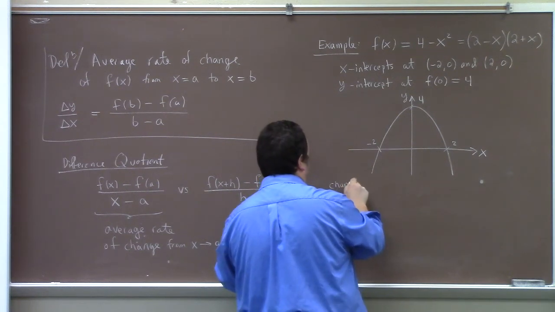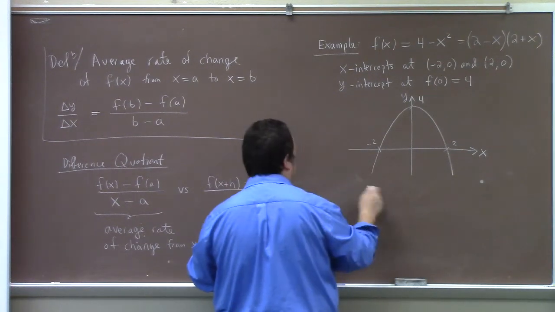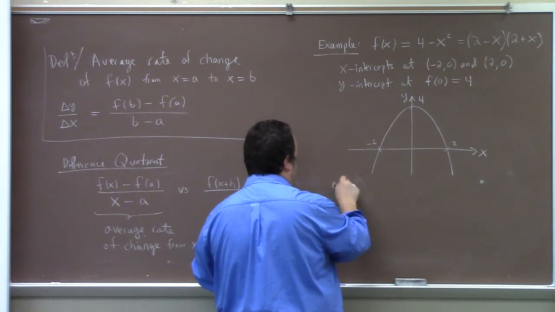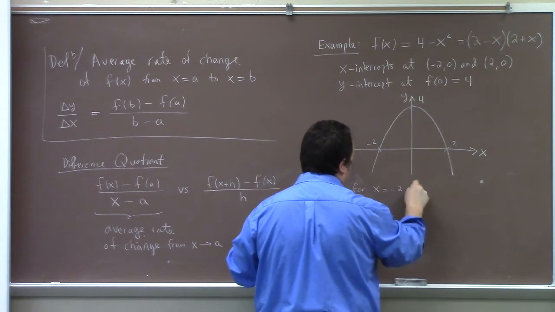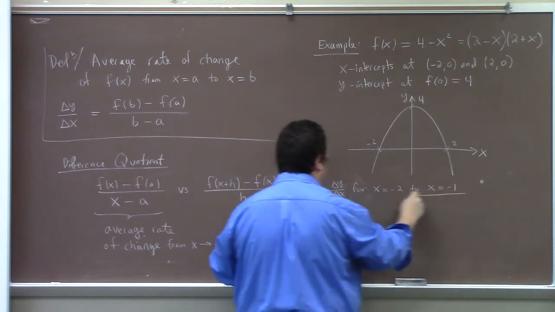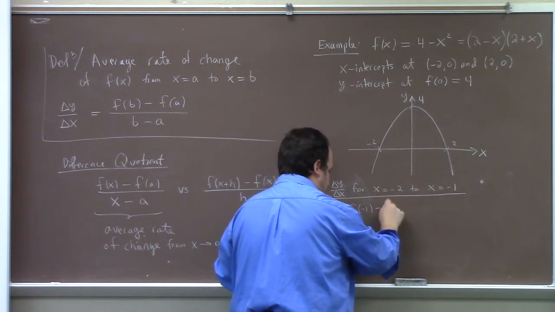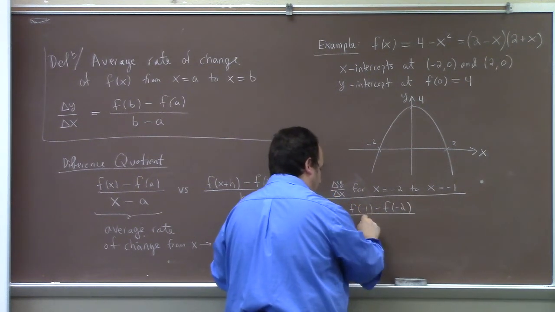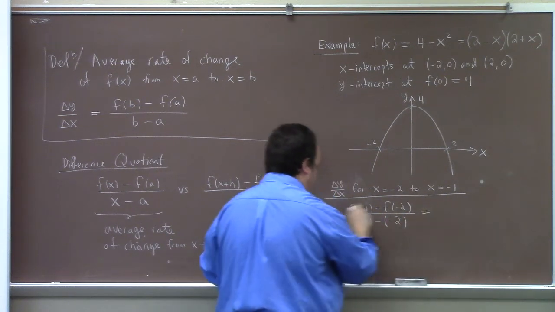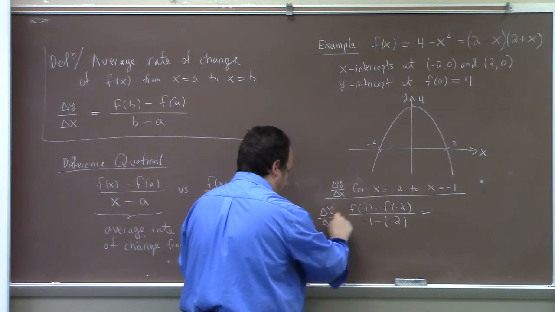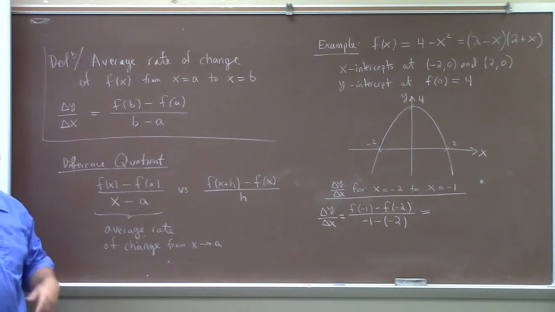change. I need to come up with a quicker way to say that. I'm just going to say I'm looking at delta y over delta x for x equals minus 2 to x equals minus 1. Right? So I should look at f of minus 1 minus f of minus 2 divided by minus 1 minus minus 2, right? According to the definition of average rate of change I gave over here.